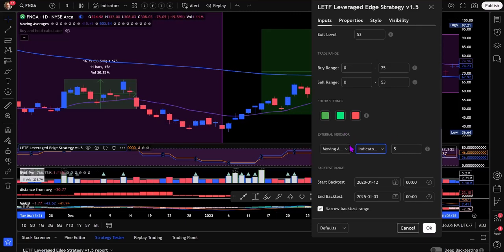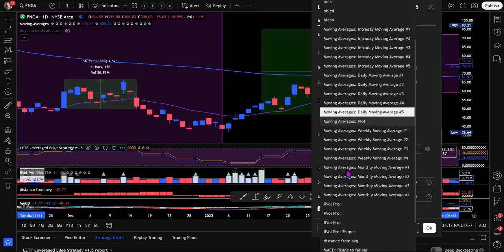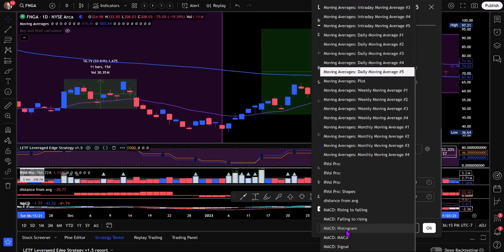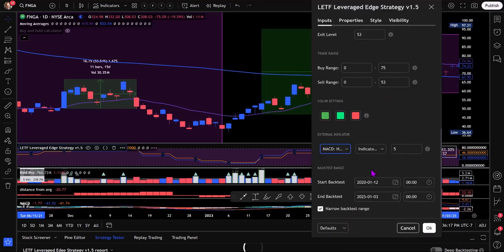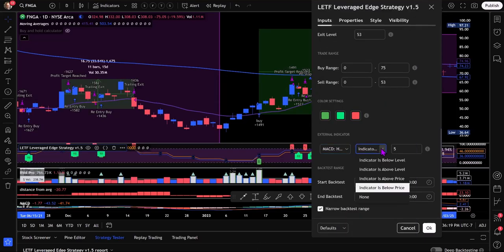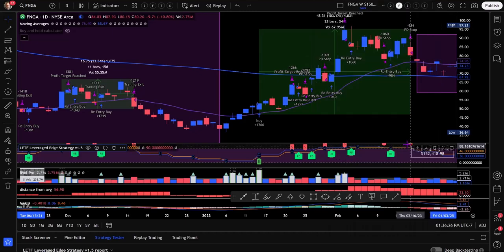Not very difficult to do, and just make sure that if you're going to do this on a temporary basis, you of course set it back to the MACD histogram, if that's what you typically use, and the indicator below level, and the level is 5 for the setting, so that you don't forget to do that. And that's all there is to it.